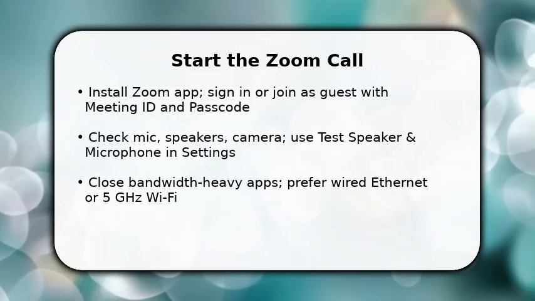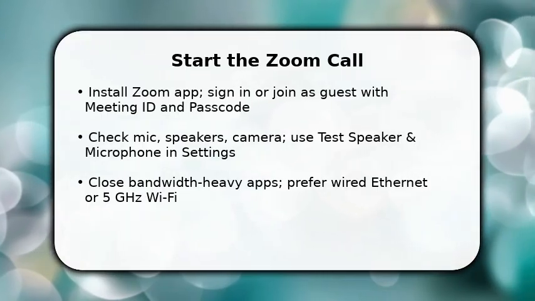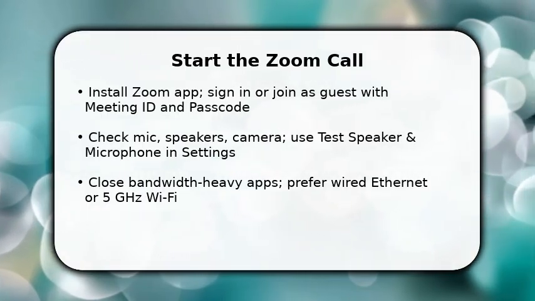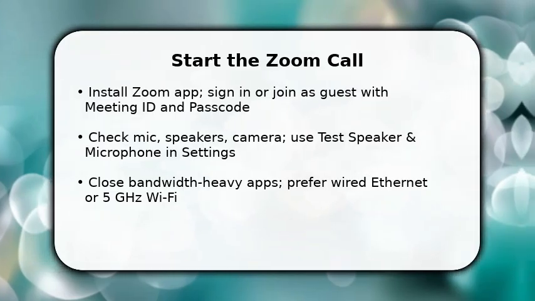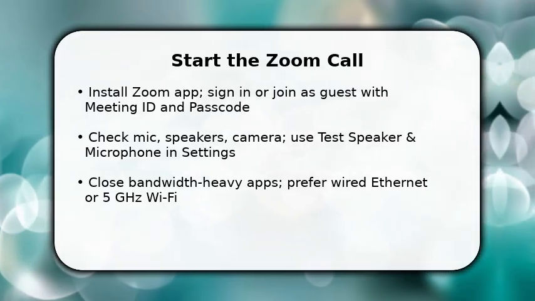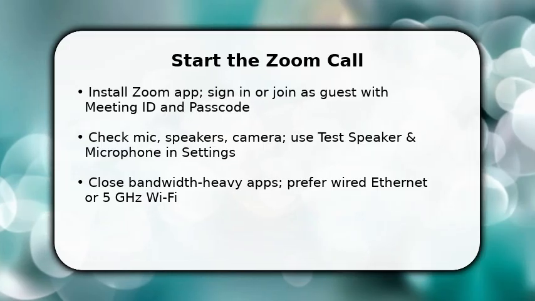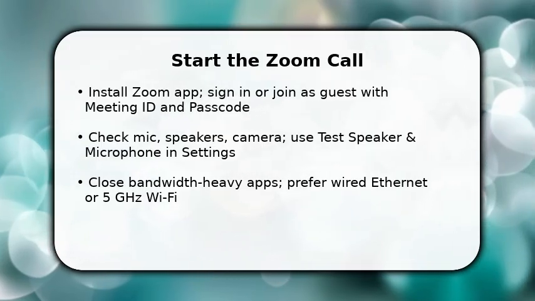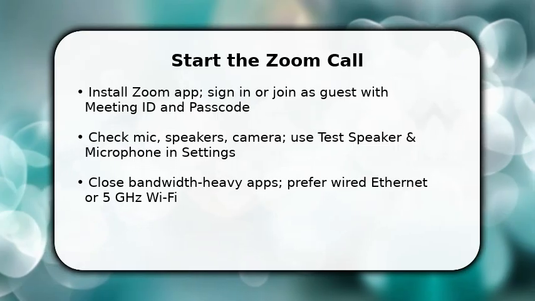You begin by joining the meeting. Enter the meeting ID and passcode, then choose Join. Once done, grant camera and microphone permission so Zoom can access them. Make sure to test audio with the built-in test speaker and microphone tool. Adjust levels until your voice is clear.